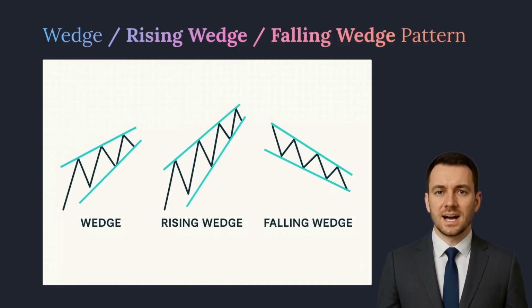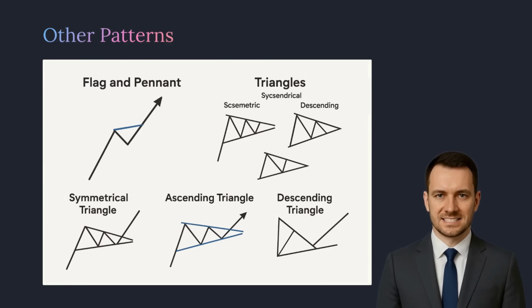Price makes higher highs and higher lows at a diminishing rate, and can break downwards. A falling wedge, sloping down, tends to be bullish, often occurring at the end of a downtrend as selling momentum wanes. The key is the slope and breakout. Wedges basically show consolidation where bulls and bears are in a tightening battle.